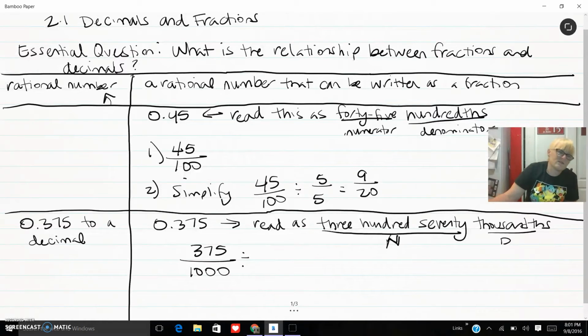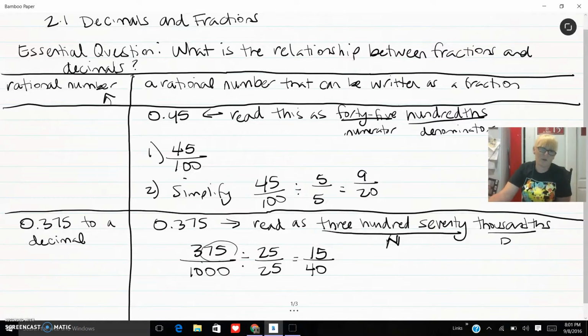So what can I divide 375 and 1,000 by? I can do 5, but that'll take me forever. And I see 75 right here, and I know that I can do quarters. So I'm going to divide them both by 25 and see where I get. All right, so 25 can go into 37 one time, and then I have 12 left over. So 125. 25 goes into 125 5 times. So it's 15. 25 can go into 100 4 times, and then I add a 0. So I have 15 over 40.